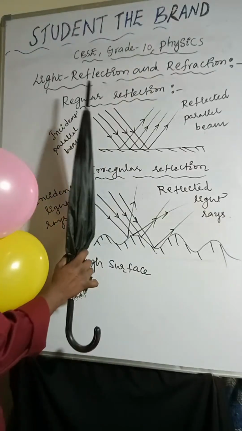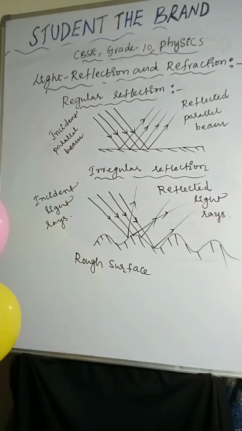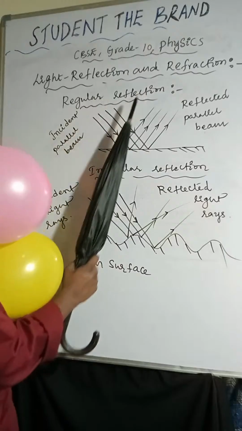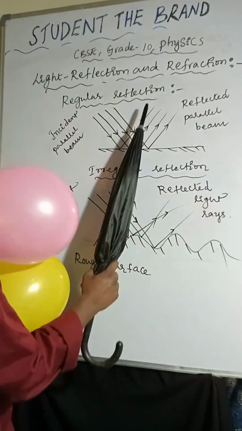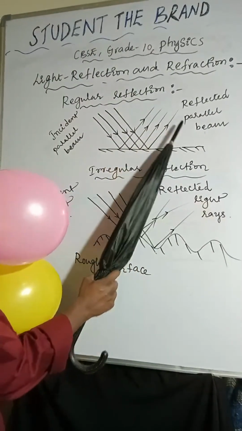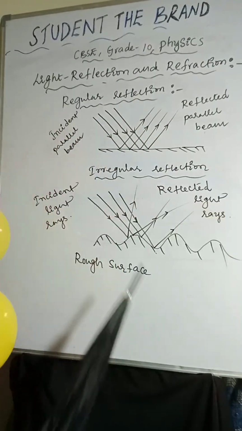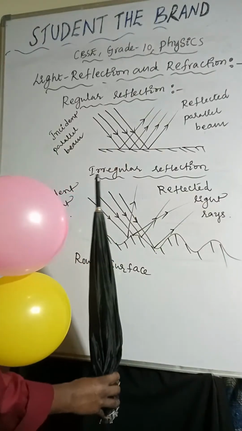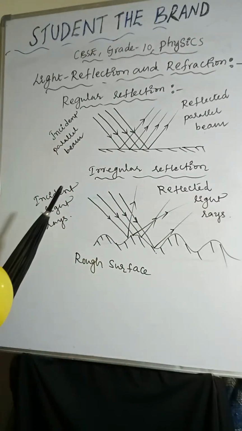So this type of reflection is called regular reflection, and this type is called irregular reflection. So this is about types of reflection. I hope it is very clear. Once again, regular reflection is where the incident beam is parallel, and the reflected light rays are also parallel to each other. In irregular reflection, incident light rays are parallel, but reflected light rays are not parallel to each other.